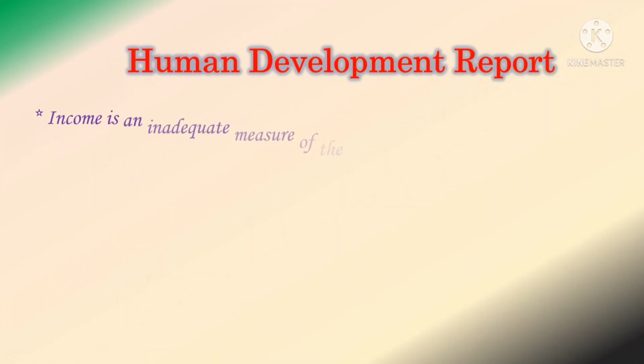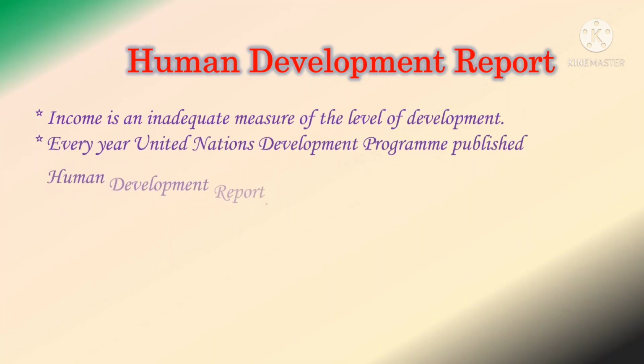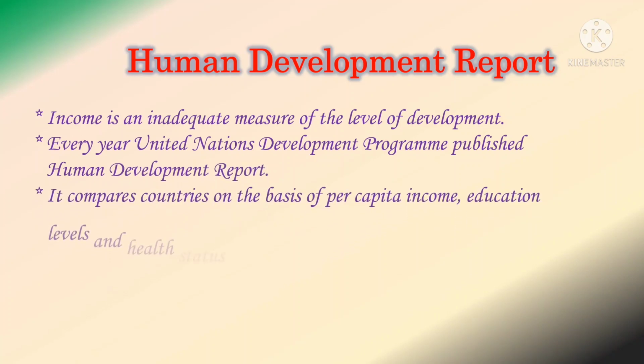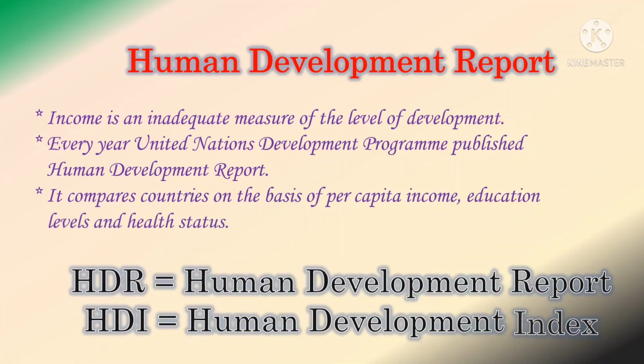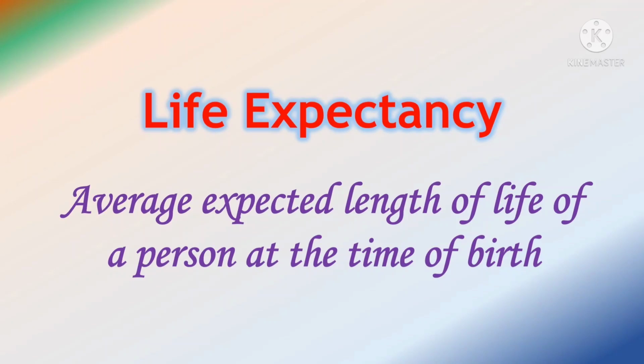Human Development Report. As income is an inadequate measure of the level of development, every year the United Nations Development Program publishes the Human Development Report. It compares countries on the basis of per capita income, education levels and health status. HDR is also associated with HDI, the Human Development Index. Life expectancy: average expected length of life of a person at the time of birth.